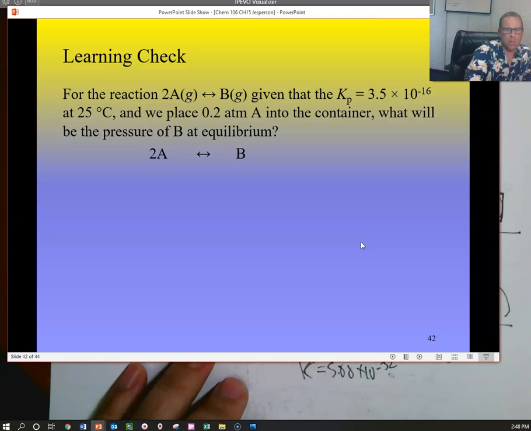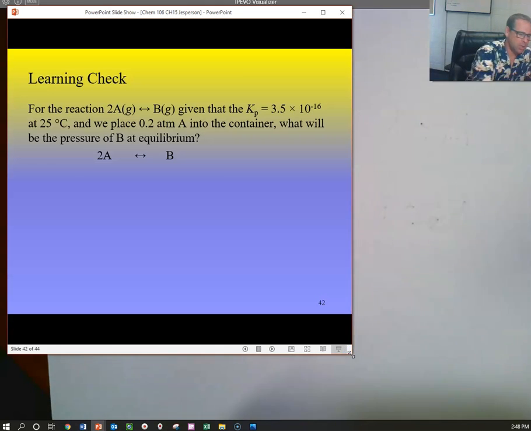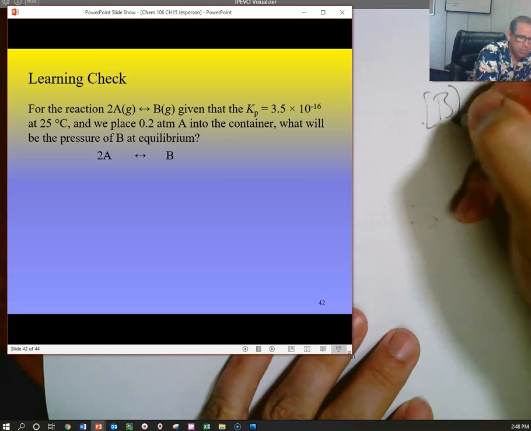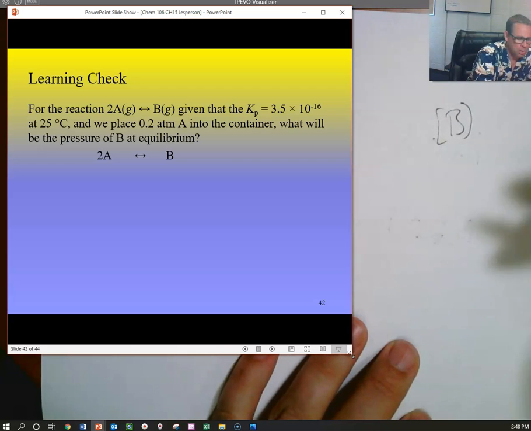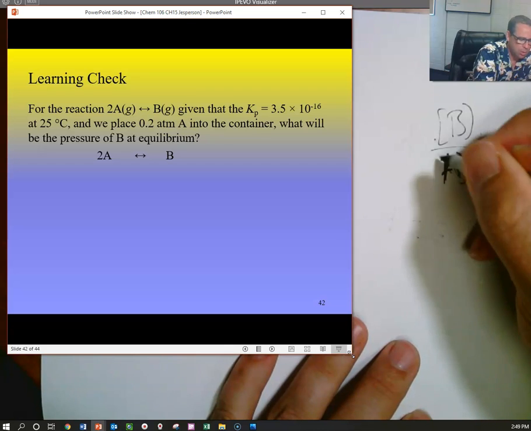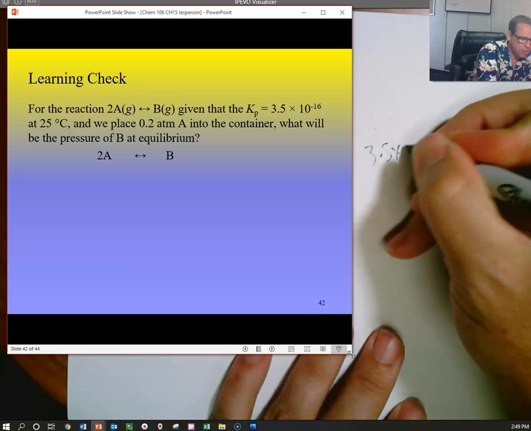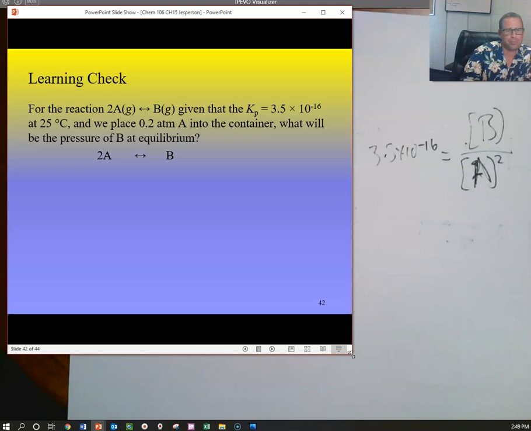So if I write the equilibrium expression for this, the equilibrium expression is going to be not the molar concentration, but the pressure of B over the pressure of A squared. And at equilibrium, that's going to equal 3.5 times 10 to the minus 16. Okay? If I have 2 atmospheres of A in the container to start off with, what is the pressure of B going to be when we reach equilibrium? Okay?